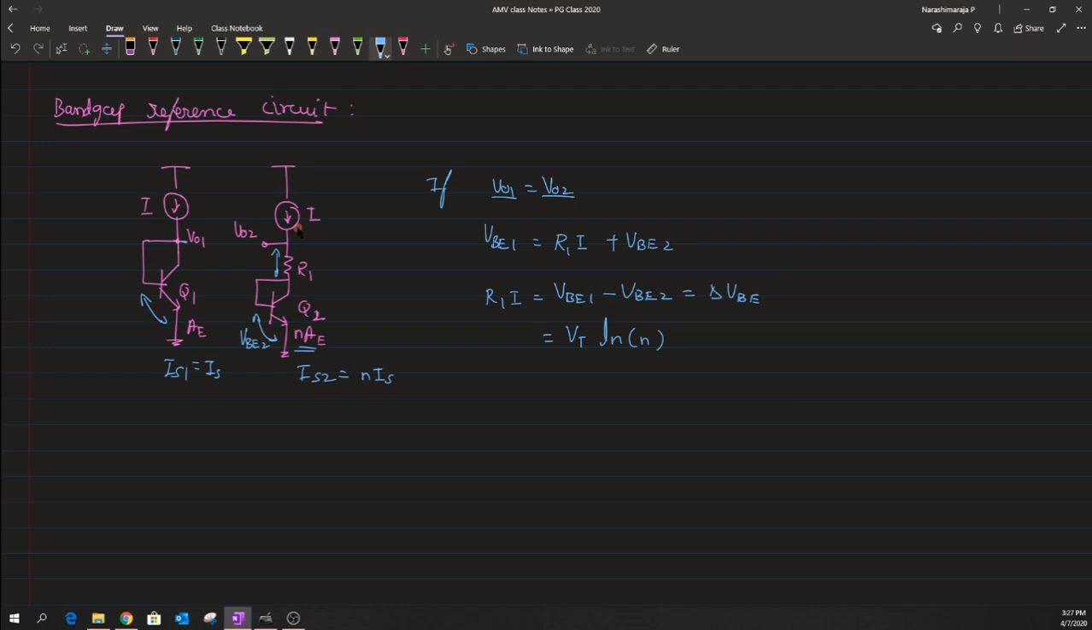So, one could write this VO2 as this particular term and this Vt into ln of n, and that is the drop that we have across the resistance R1, plus this VB2 here. Now, clearly one could see that this is the same term that we had when we wrote an expression for V reference. So, let me try to recollect how we have defined our V reference.